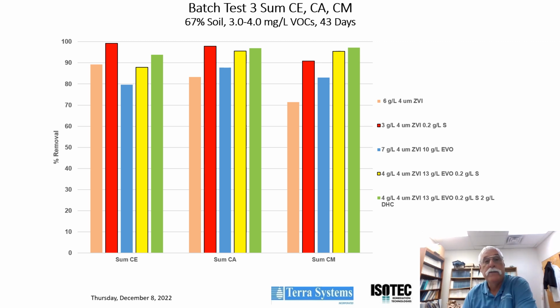The 4 micron ZVI with sulfur gave the highest removal, 99% of the chlorinated ethanes, compared to 89% with the 4 micron ZVI alone. EVO and ZVI resulted in 80% removal. The addition of sulfur to the EVO and the 4 micron ZVI increased the sum chlorinated ethanes removal to 88%, and with the DHC, the sum chlorinated ethane removal was 94%.